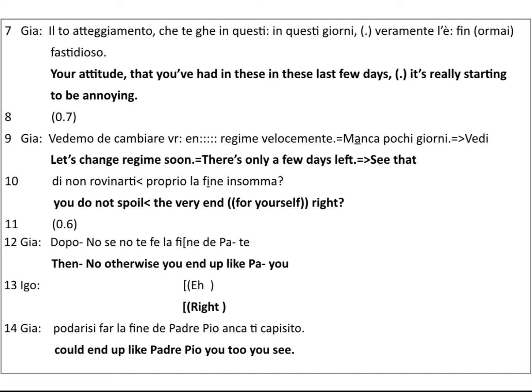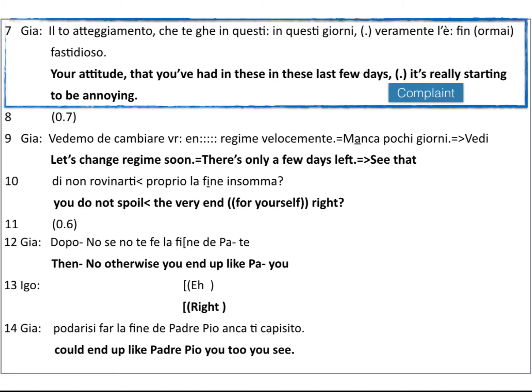So this is how Gianni clarifies, in a way: your attitude you've had in the last few days, it's really started to be annoying. What we can notice actually is that he does not clarify what he's talking about. He relies on the client to understand what kind of attitude the staff member is talking about.